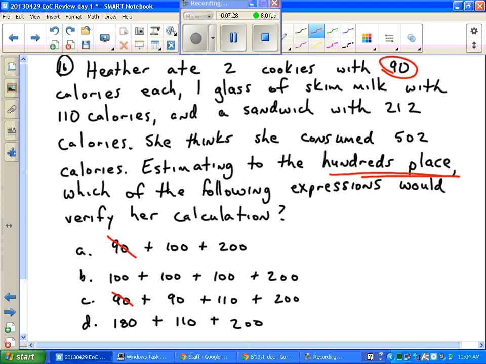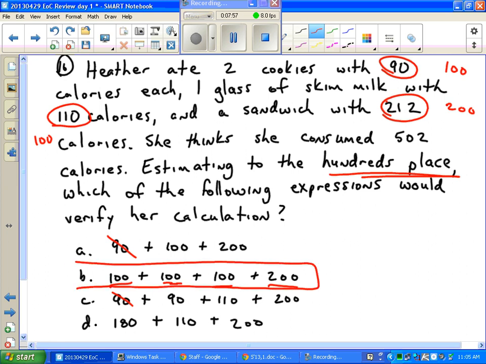We don't want 90. Then it says glass of skim milk. The nearest 100 for a glass of skim milk is 100 again. So this estimate is 100. This one's 100. And then it says a sandwich. Its nearest estimate is 200. So you have 2 cookies, so 2 times 100, or 100 plus 100. A glass of skim milk, plus another 100, plus a sandwich, 200 more. B is the correct answer. Estimating to the nearest 100 place.